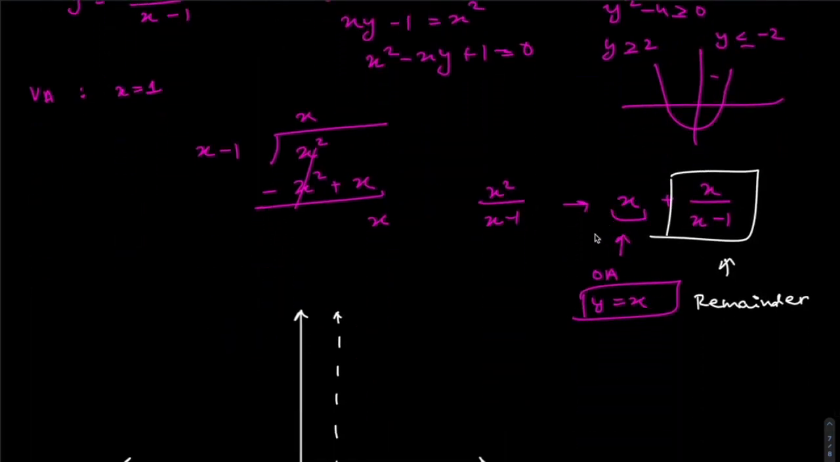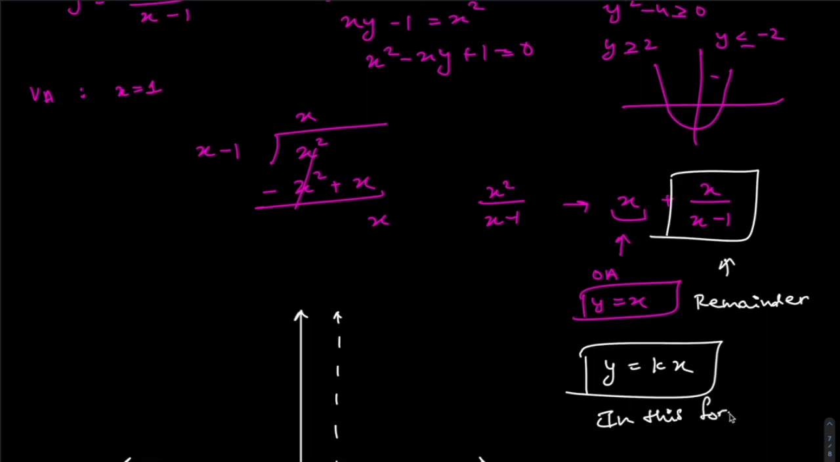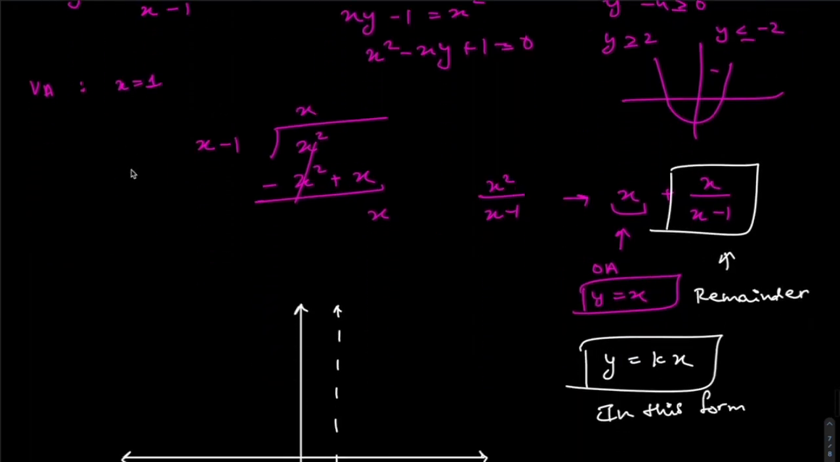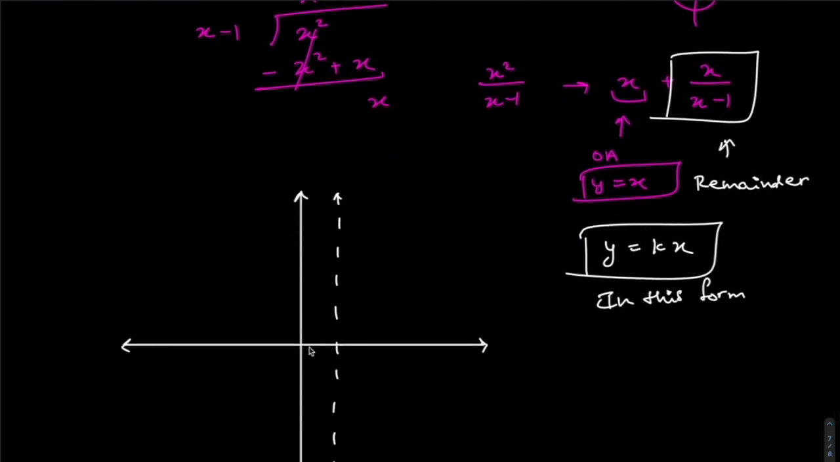Your oblique asymptote will always be of the form y equal to kx, where k is any integer. It can be -5, -10, 15, 20, doesn't matter. As long as it's in this form. That is the reason why the degree of f of x is exactly 1 more, and that's the key word. So that's my vertical asymptote, and my oblique asymptote is going to be y equal to x. So it's going to be a 45-degree angle, something like this.